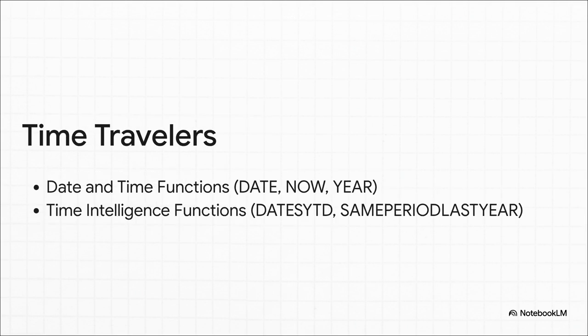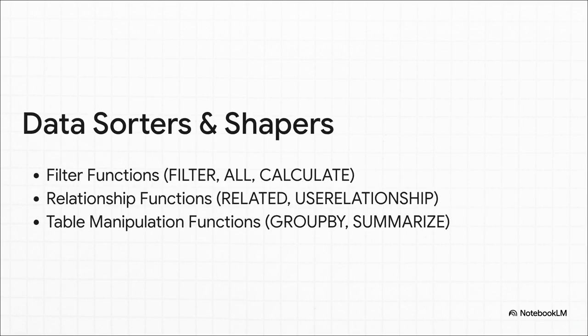Next up, the time travelers. And honestly, this is where DAX really shows off. This is its superpower. We're not just talking about getting today's date. We're talking about incredibly powerful functions that let you easily compare this year's sales to last year's sales, or calculate a year-to-date total with a single line of code. This group is an absolute game changer. And then we have our data sorters and shapers.